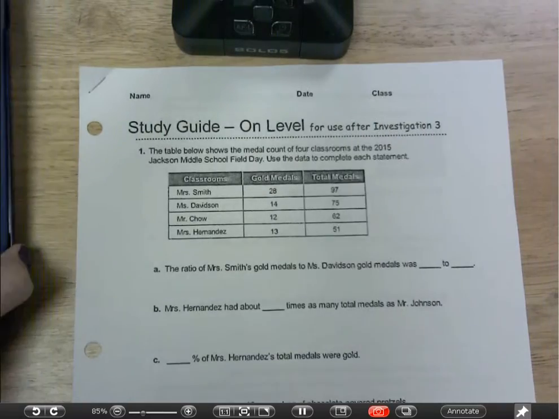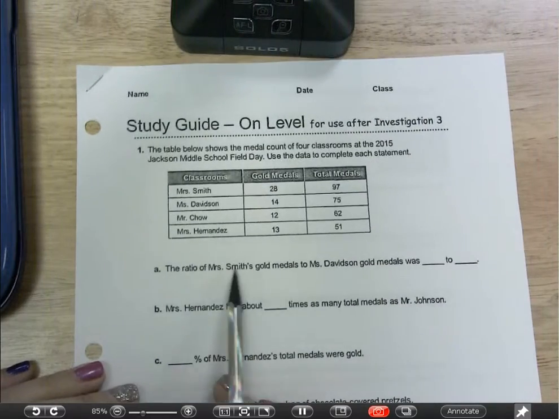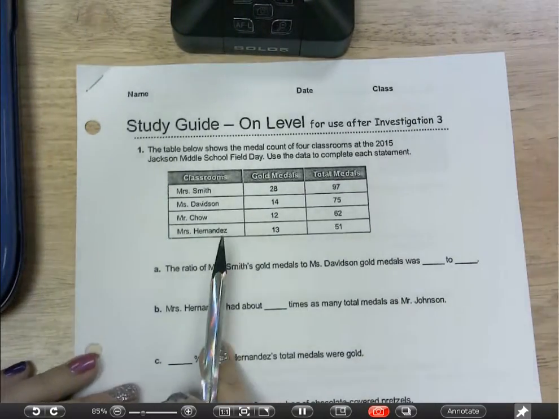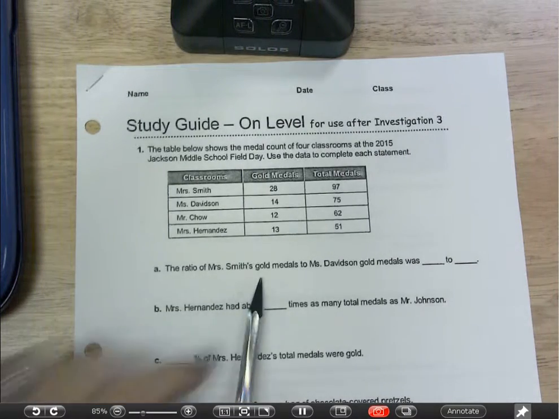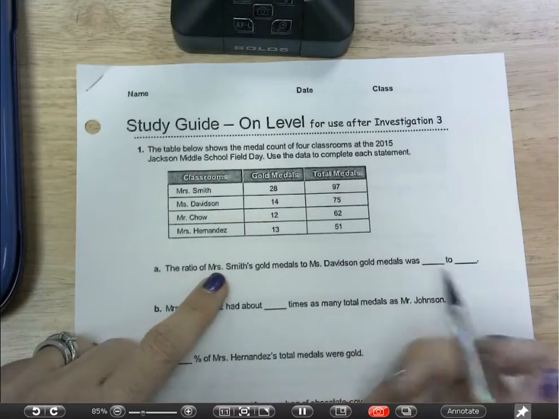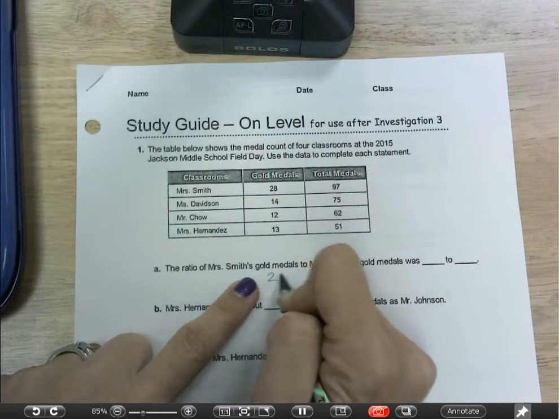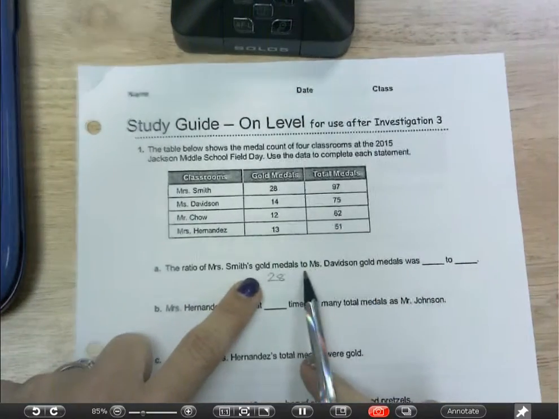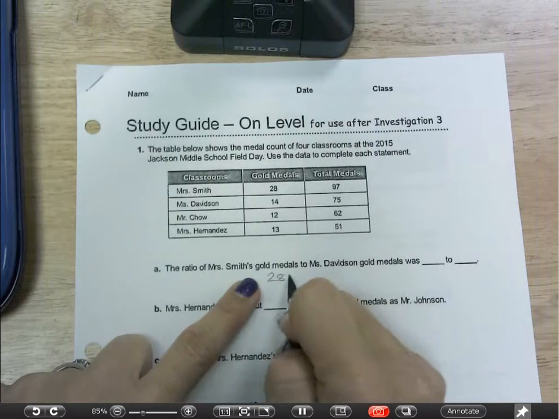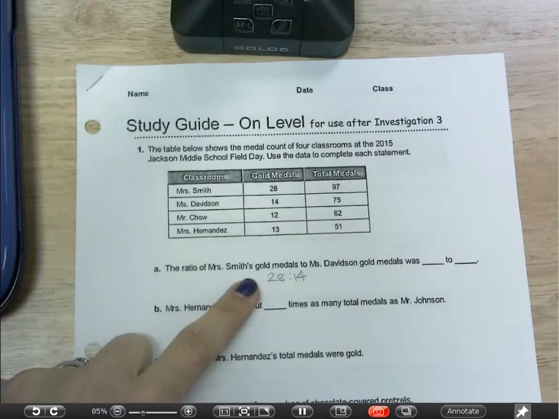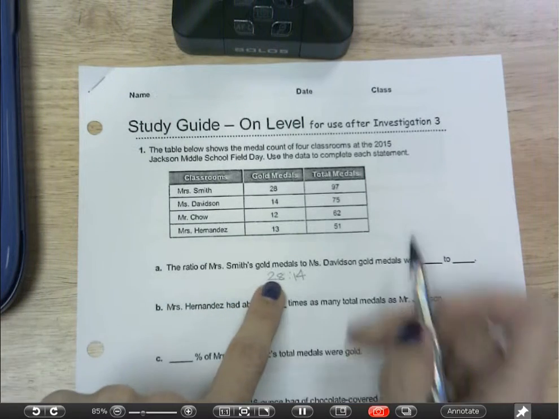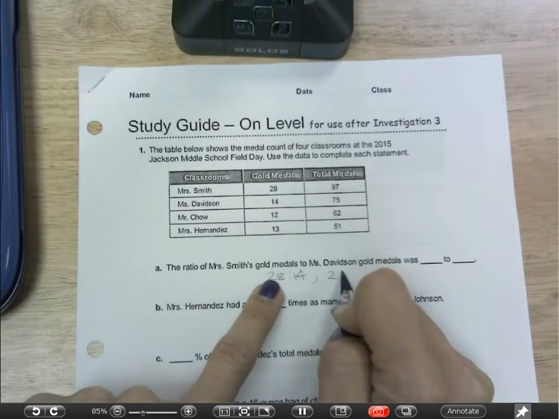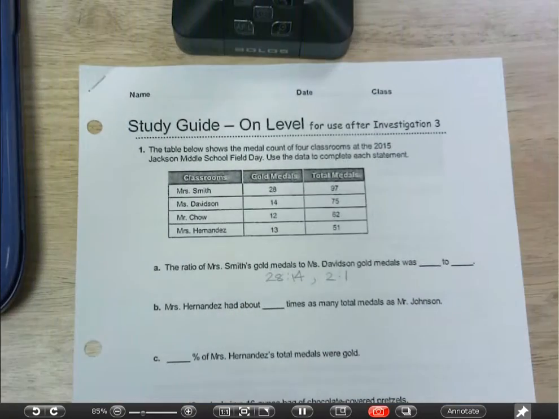Okay, so we're going to start with this first question. These are using this table of information and doing some comparison statements. The ratio of Mrs. Smith's gold medals to Mrs. Davidson's gold medals was 28 to 14. Now, if I look at this, I know that this is actually twice as big as this, so I could also reduce this to 2 to 1.